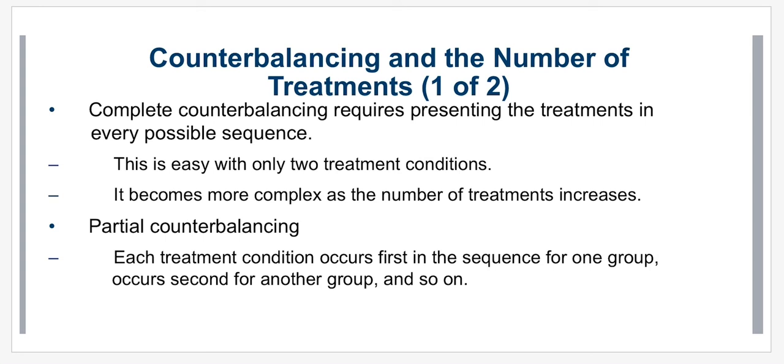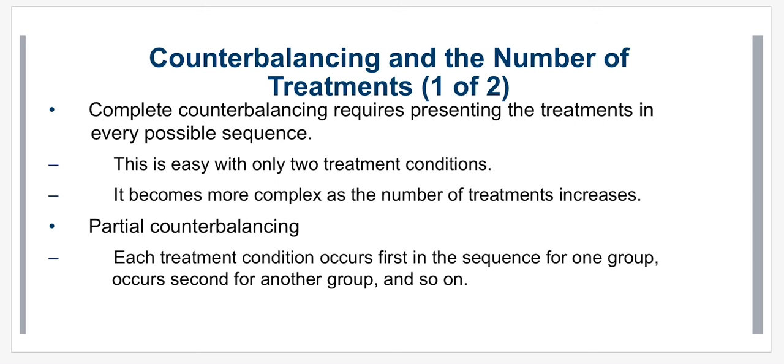It gets absolutely outrageous the more you go. Your book talks about how with 6 treatments or 6 conditions, you would have to have 720 different sequences, and that's just obviously not practical. And so, in those situations, you may need to consider if counterbalancing is even the right way to go about your design, if you need to restructure your design, or you can consider what is called partial counterbalancing.